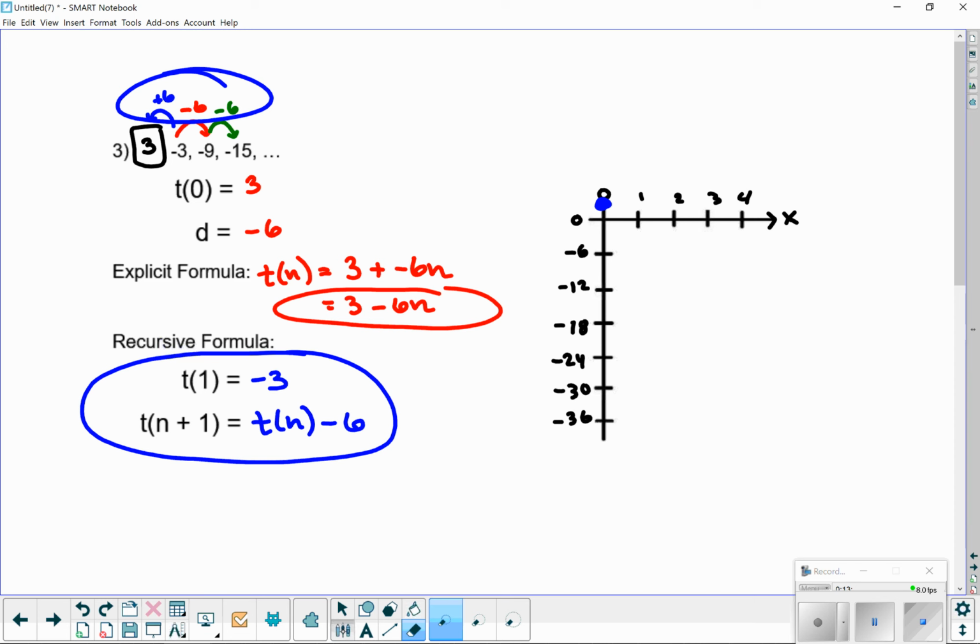And my next term, at 1, would be -3, which is going to be halfway. At 2 would be -9, which would be halfway. You can see that this actually does work. At 3 would be -15, which would be halfway between -12 and -18, so it would be halfway in the middle. And that looks like about it. All right.